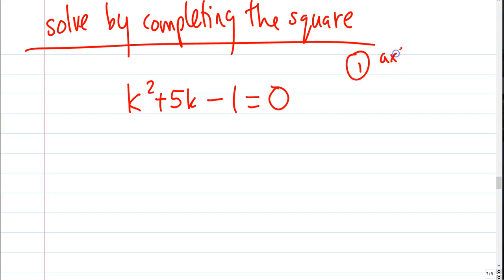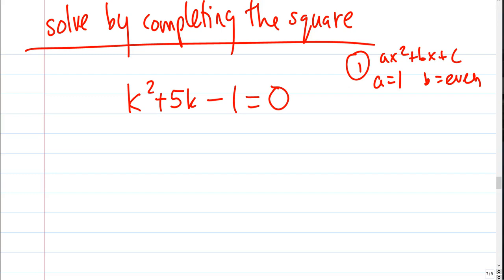I have ax squared plus bx plus c, and I want that a to be a 1, which it is, 1k squared, and I want the b to be even. Why do I want the b to be even? Well, we're going to split that in half, and I don't feel like splitting an odd number in half. Not that we can't, it's just a little more work than it's worth, and it might be easier to use the quadratic formula on this one. But let's still see how completing the square works.